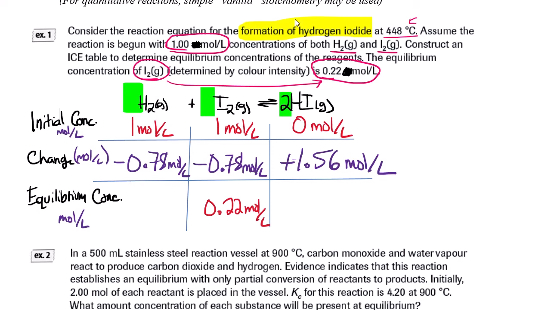And now that I know all of the changes, I can fill in this concentration row for the ones which I don't know yet, right? So for my hydrogen, it started at 1, decreases by 0.78, so it's going to end up at an equilibrium concentration of 0.22 moles per liter. And for my product, my HI, it started at 0, it increases by 1.56, so 0 plus 1.56 is 1.56 moles per liter.